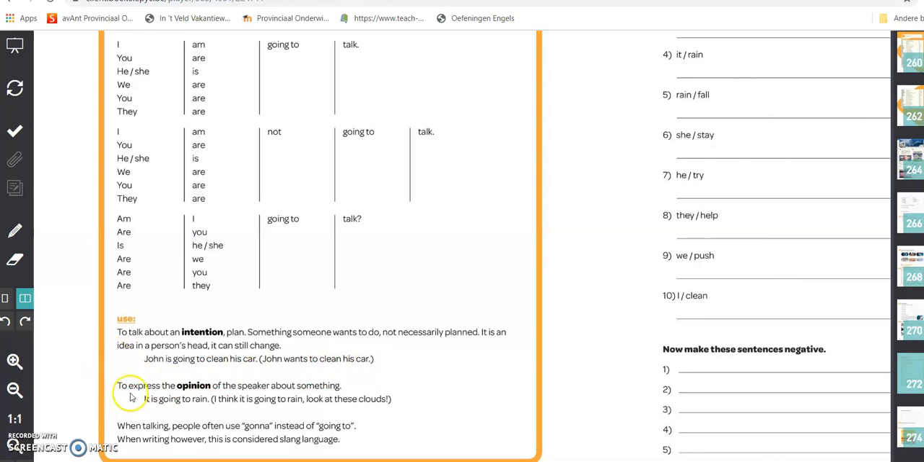And you also use it to express the opinion of the speaker about something. For example, it is going to rain. I think it is going to rain. Look at these clouds. En dus je denkt dat het gaat regenen. So when talking, people often use gonna instead of going to, but you write going. So remember this. And when writing, however, this is considered slang language. Het is een soort van dialect, gonna.